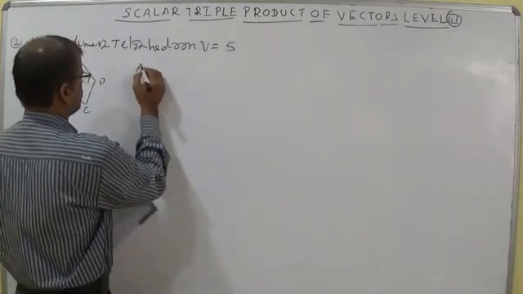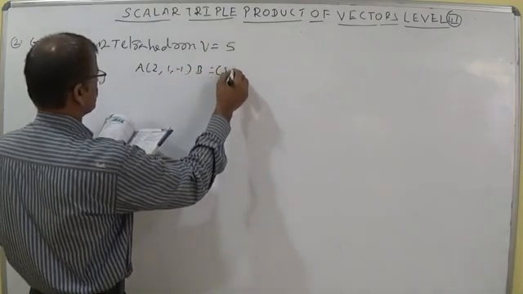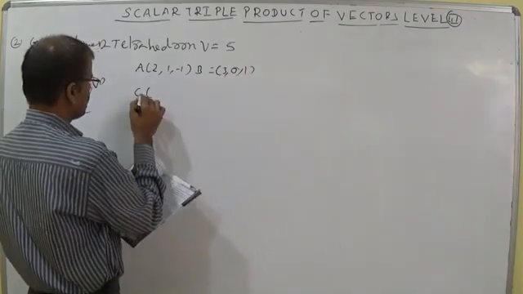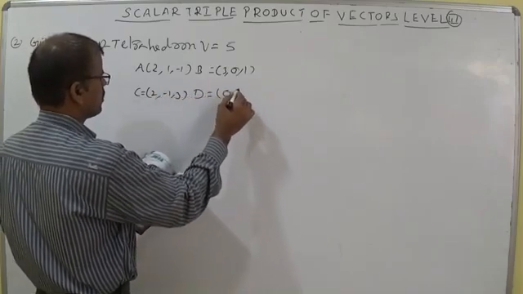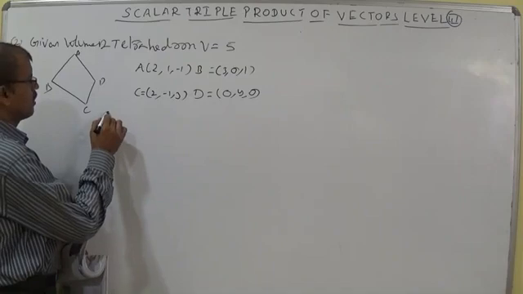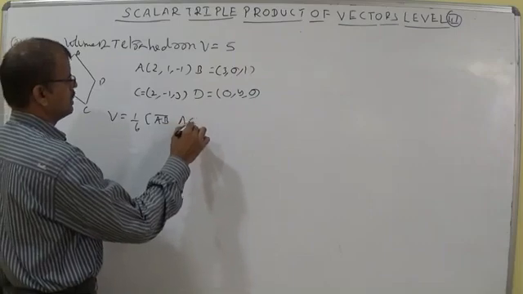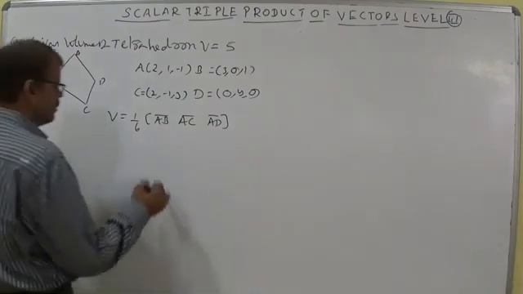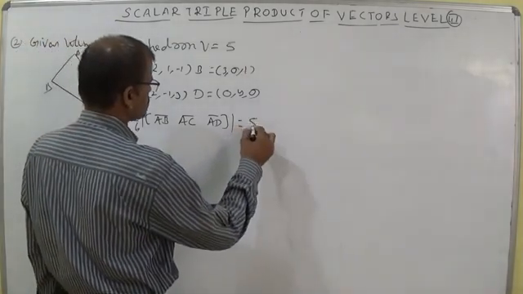A is equal to 2, 1, minus 1, B is equal to 3, 0, 1, and C is equal to 2, minus 1, 3. D he did not give, but according to the y options, you should write 0, y, 0. The volume of a tetrahedron formula is 1 by 6 box of AB, AC, AD, whenever 3 vectors are given, with modulus. The volume is given as 5.